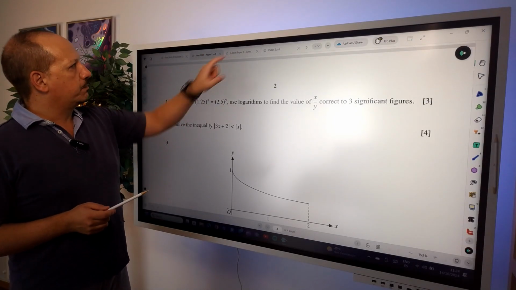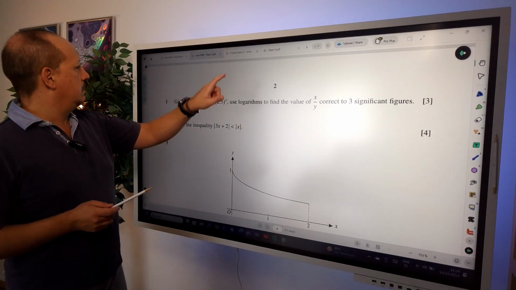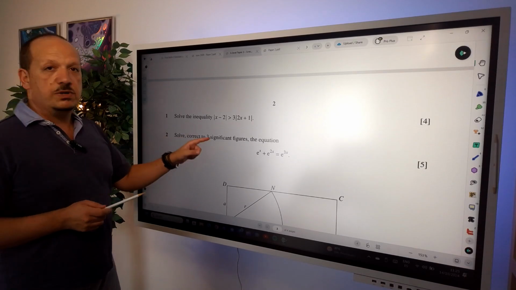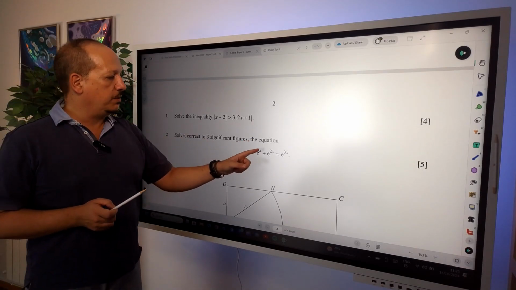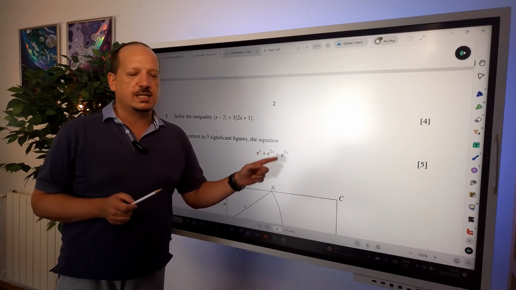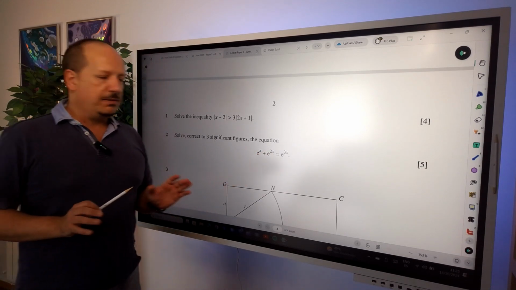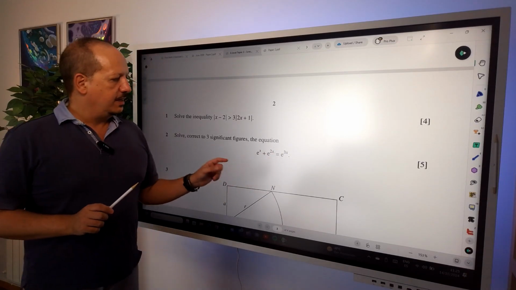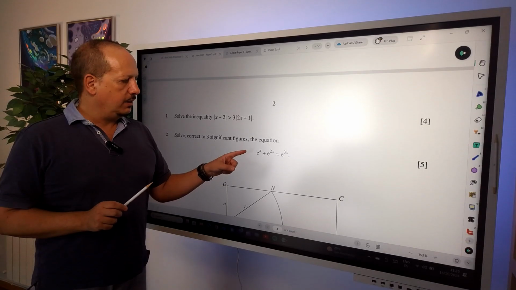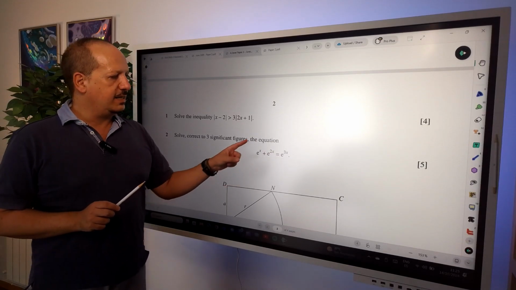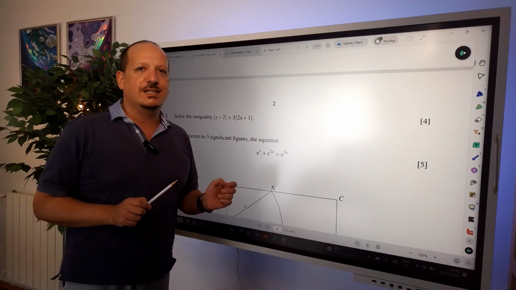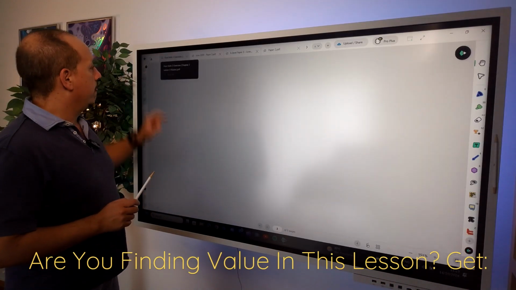Another one. This one over here. Solve, correct to three significant figures, the equation e to the power of x plus e to the power of 2x equals e to the power of 3x. Every time you see something like this, a bell should ring in your head, one that tells you that this can be transformed into a quadratic. So this is a quadratic in disguise. Let's see how.